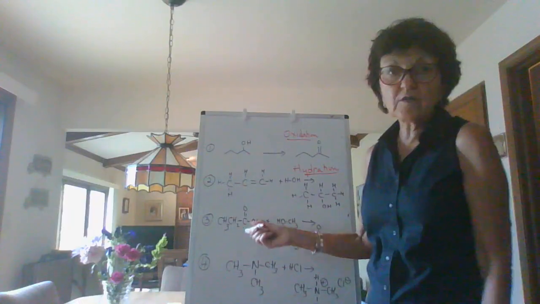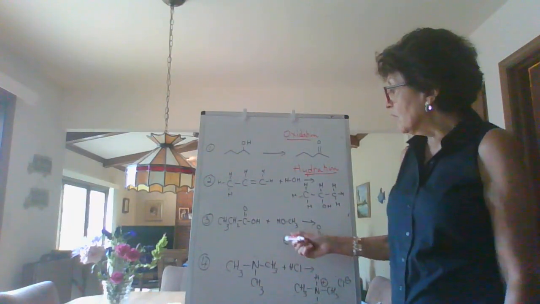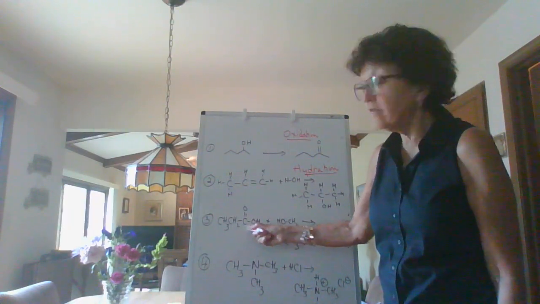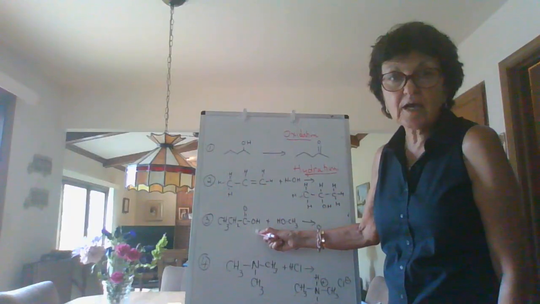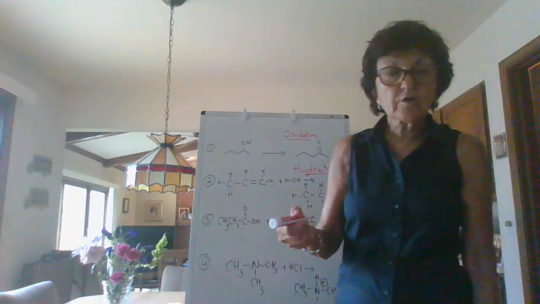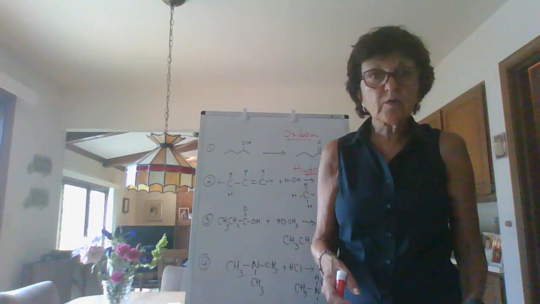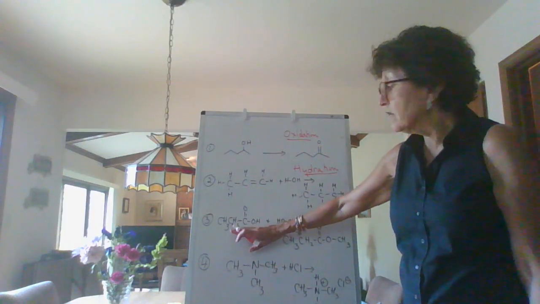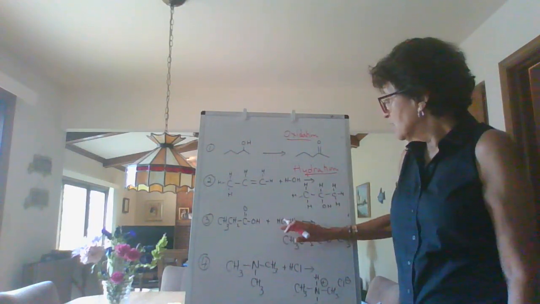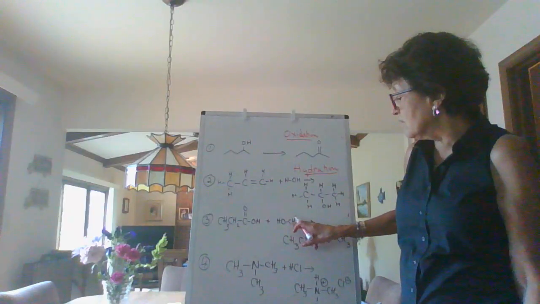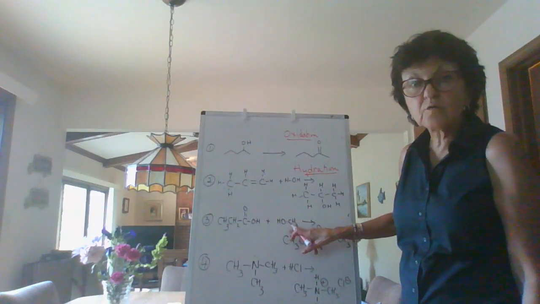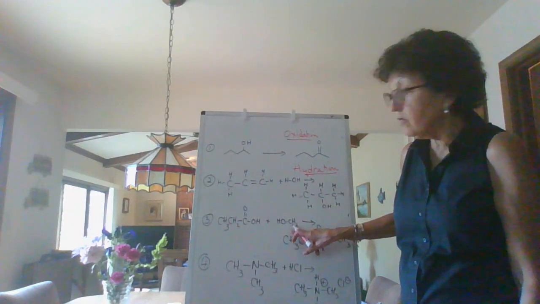All right, let's take a look at this one over here. This one, you should recognize that this is a carboxylic acid. Remember, everything you learned in week 1, all those functional groups, we're using them now in week 2. So this is a carboxylic acid. Do you recognize what this is? This is an OH, so this is an alcohol.